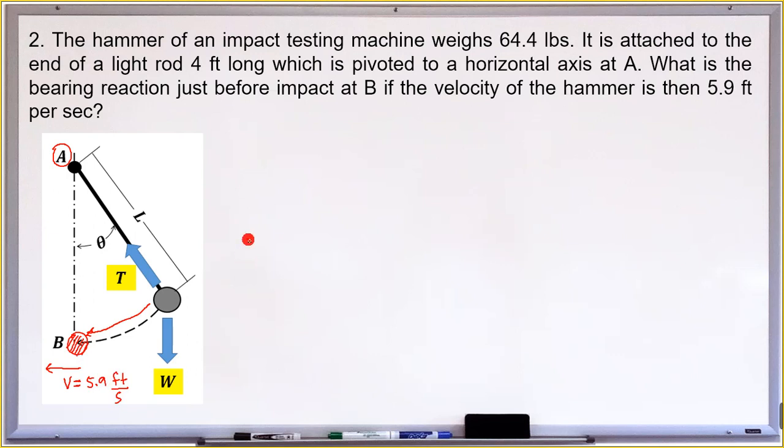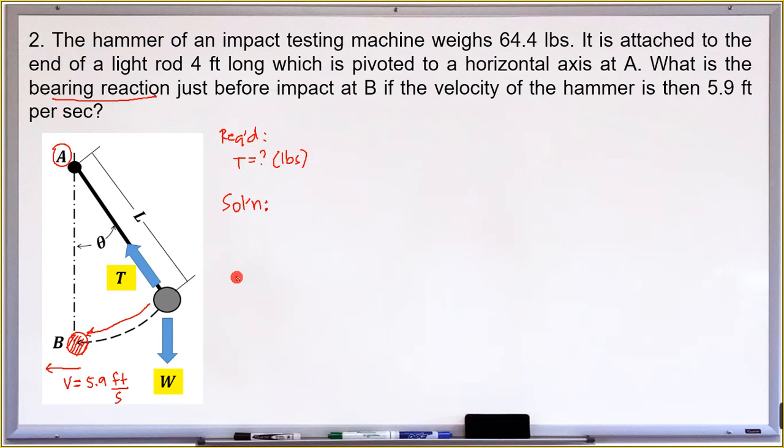So ang pasabot aning bearing reaction, that is the force experienced by our kani pivot point, no? So ang atong required ani is the tension. So requirement, the tension. That is in pounds. So solution.